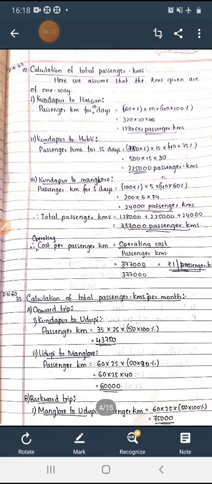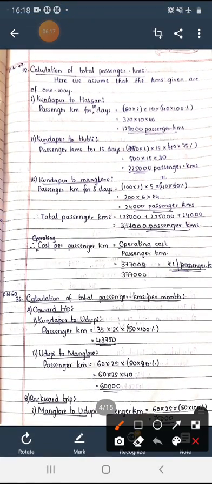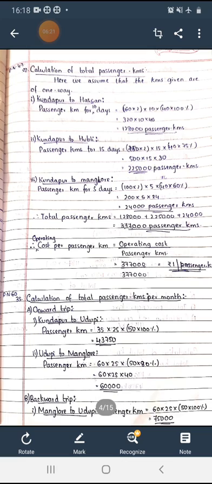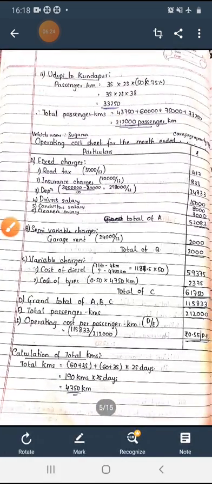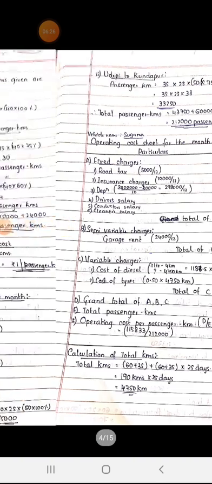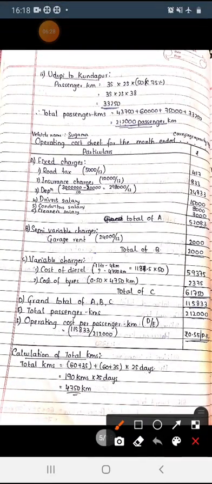You add all these things, and the total passenger kilometers is 2,12,000 passenger kilometers.